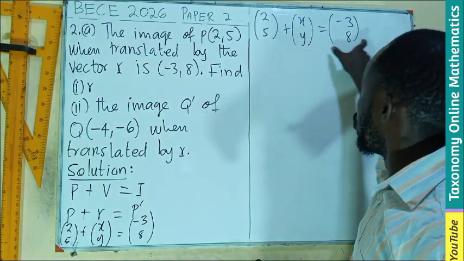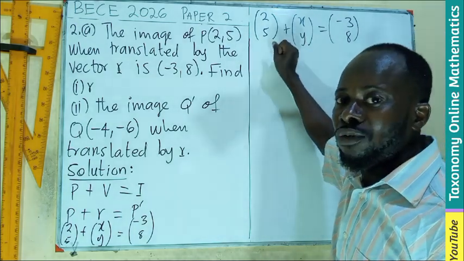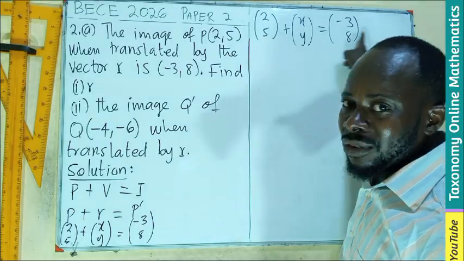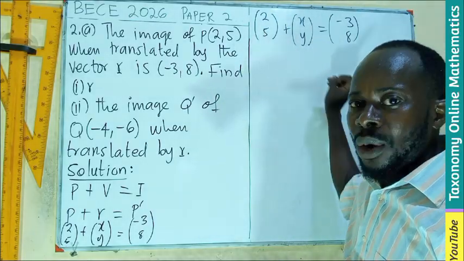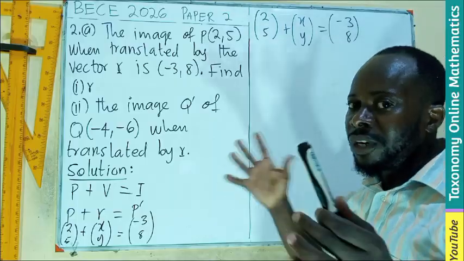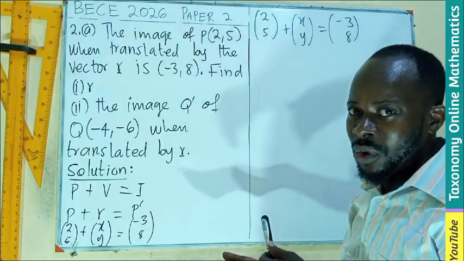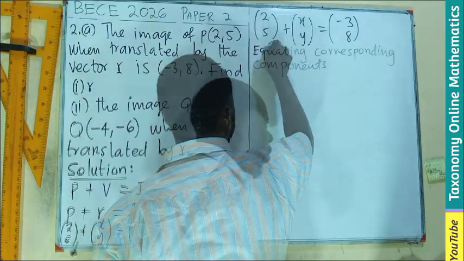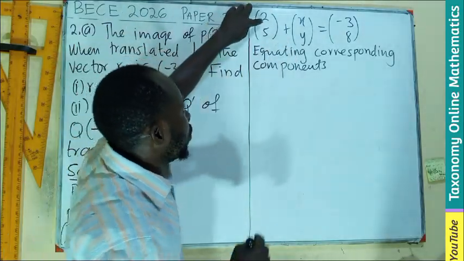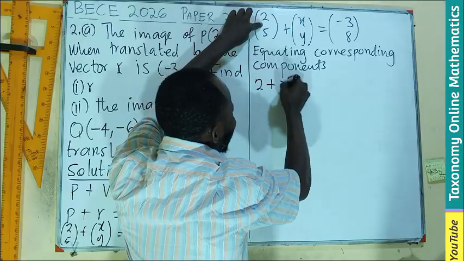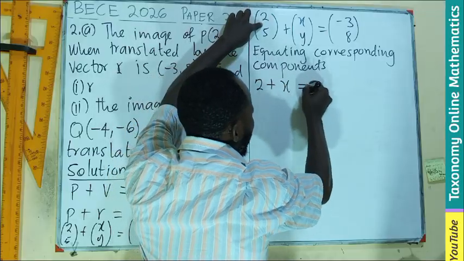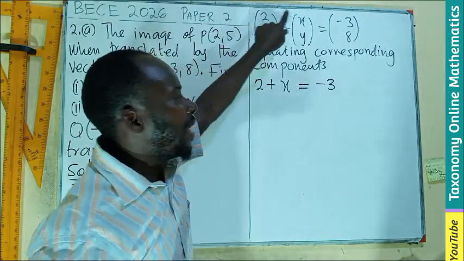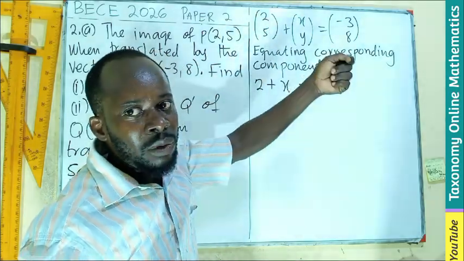This is carrying this to give us this. So when I combine these two, the result I am getting is (-3, 8). Which means the x components are going to be the same, and the y components are going to be the same, considering the left side and the right side of the equal sign. So I am equating corresponding components. I am equating 2 plus x, as the x component, to -3.